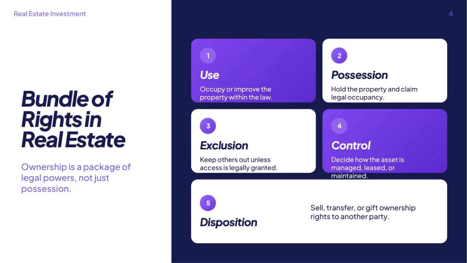When we talk about ownership in real estate, it's important to understand that it's not just about physically possessing the property. Ownership is really a bundle of legal rights that come together. Let's break down these rights. First, there's the right to use the property. This means you can occupy or improve the property as long as you follow the law. Next is possession, which gives you legal occupancy. You have the right to hold the property. Then comes exclusion, which allows you to keep others out unless you've legally granted them access.